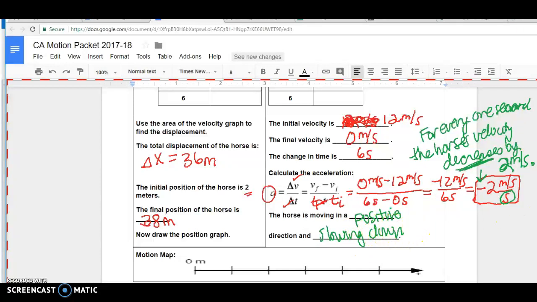For the motion map, just so it's not too confusing, label this just like we did before, the same increments as in your position graph. The initial here I think was 2, and the final was 38, and that was at 6 seconds. This is at t equals 0. I have to fit 5 more dots in here, but mainly we need to see that this motion map shows the object speeding up. So you have to fit them in here somehow.